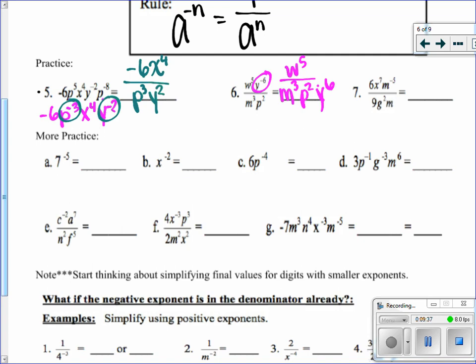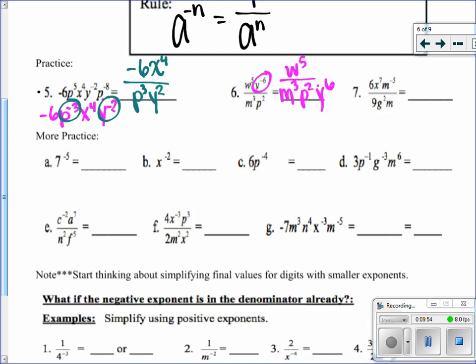Well, it depends. Where did it start? It's always going to be in the opposite place of where it started. So if it was on the bottom, it'll move to the top. If it was on the top, it'll move to the bottom. Correct. The only thing that ever moved is anything that had a negative exponent. If it has a positive exponent, keep it.